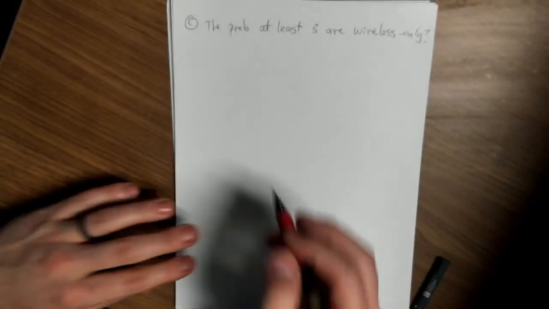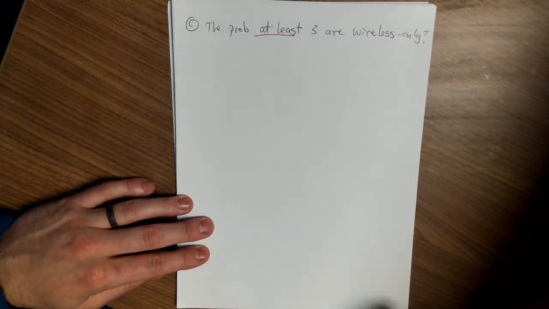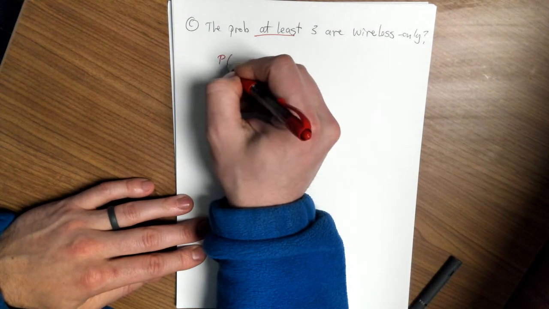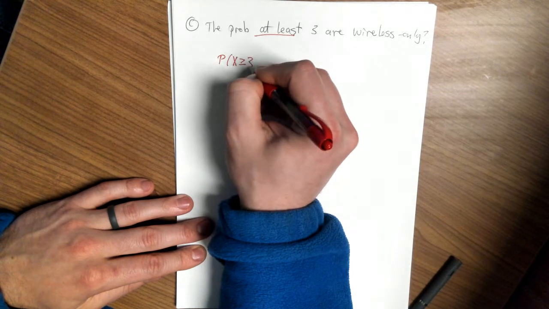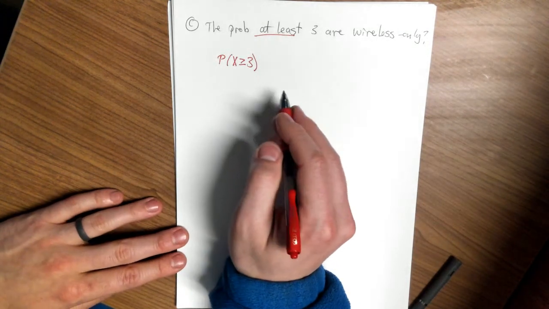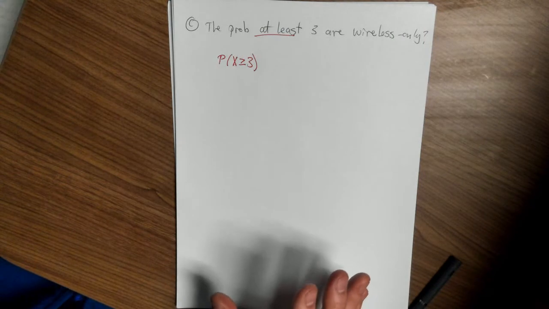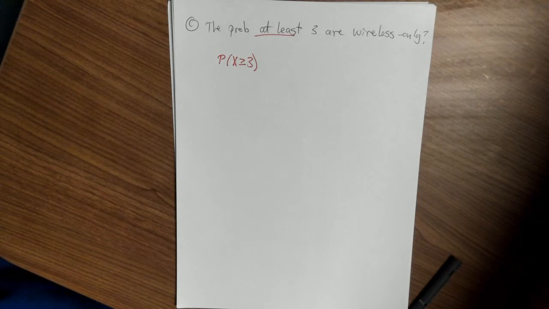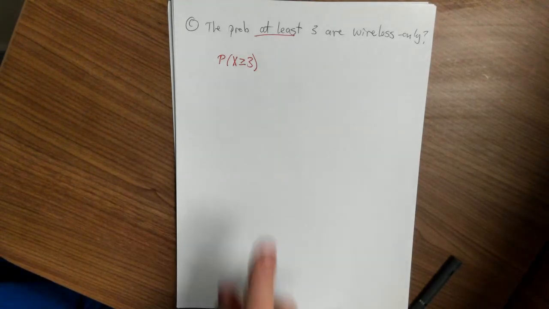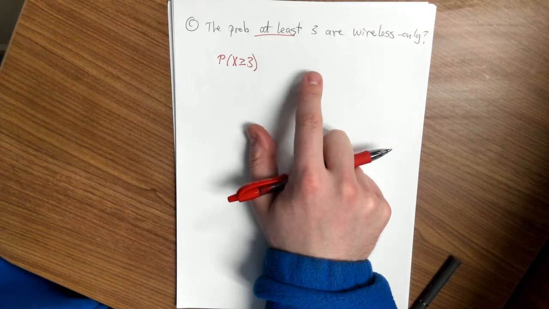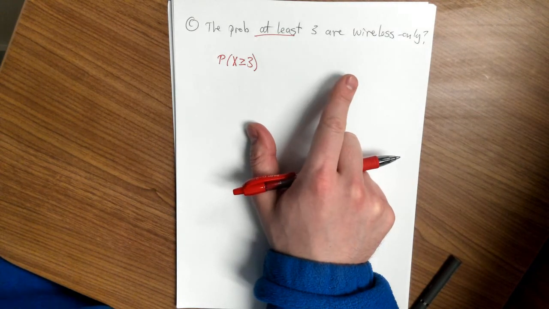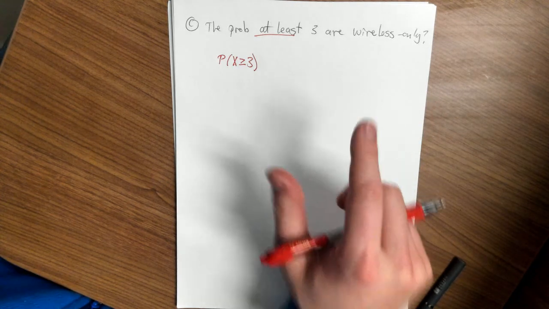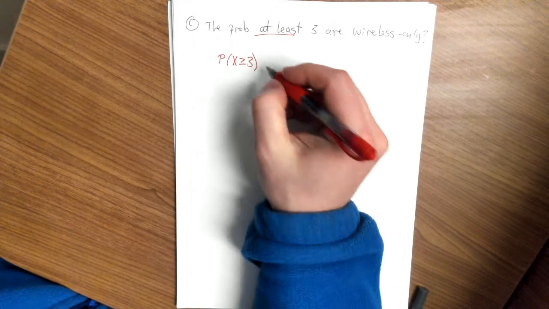Now we need to be careful with wording here. At least means we want 3 or more. So we write the probability that x is greater than or equal to 3. That means 3 or more. Now, this is where it gets difficult, because if we did what we did in part B, writing out every single number, we'd have the probability that x is equal to 3 plus the probability x is equal to 4 plus the probability x is equal to 5 all the way to the probability x is equal to 20. We don't want to have to do this 17 times. So there is a workaround, and you will need to know how to do this.